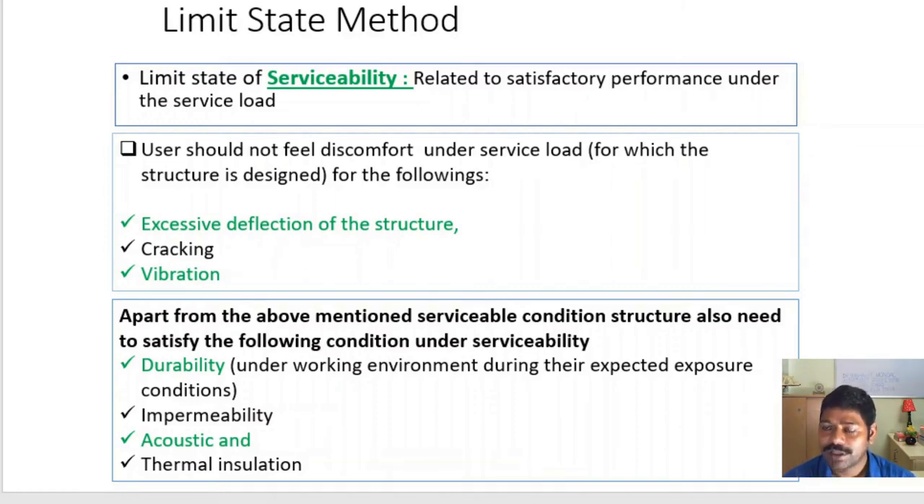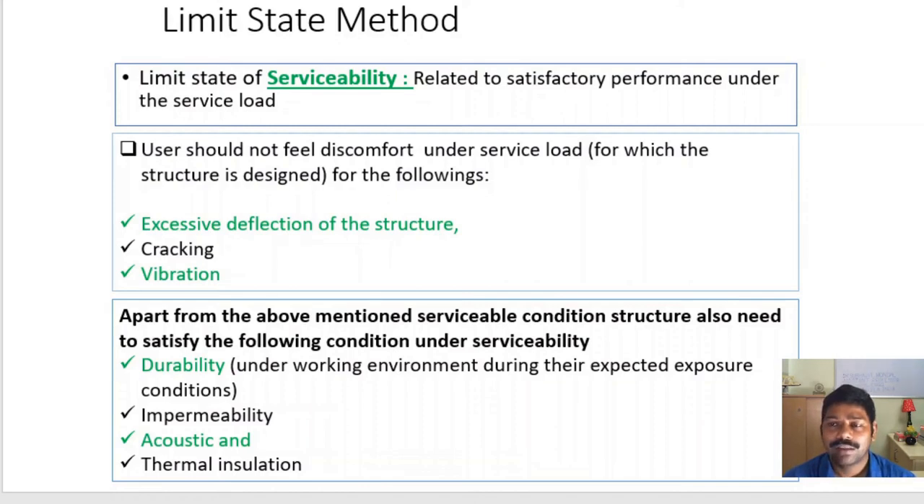Suppose you are constructing a building near a railway line, or some building where there are chances that regular vibration load may come. In that case, you should take proper care. Apart from this, in the serviceability conditions, the structure also needs to satisfy the following conditions: durability, impermeability, acoustics, and thermal insulation.